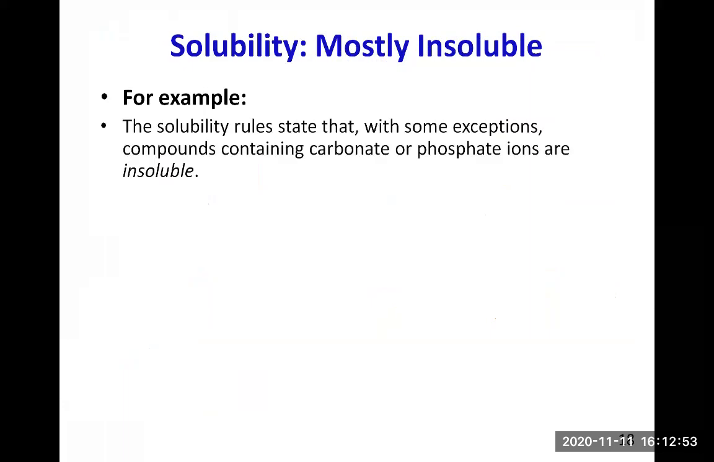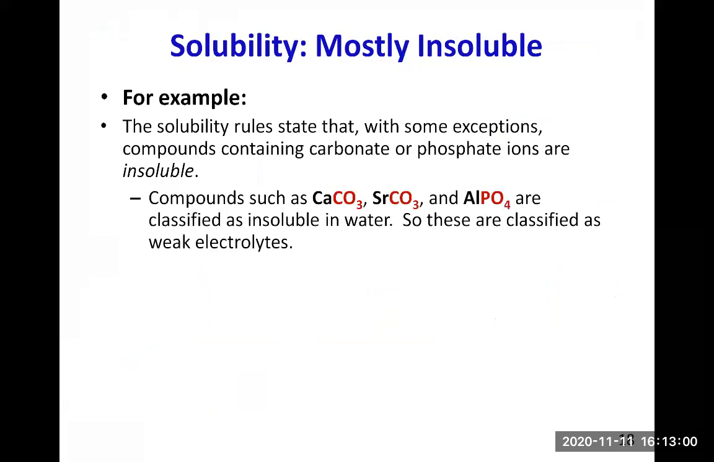So for example, the solubility rules state that with some exceptions, compounds containing carbonate and phosphates are insoluble. For example, calcium carbonate, strontium carbonate, and aluminum phosphate are classified as insoluble in water. Because they are insoluble, some ions on the surface of the crystals may still get dissolved. And so that's why they are also weak electrolytes. Some ions may dissolve, and then you have some weak electrolyte there.